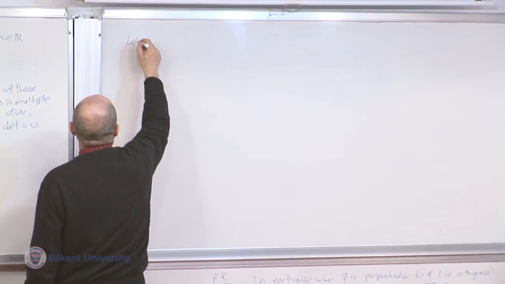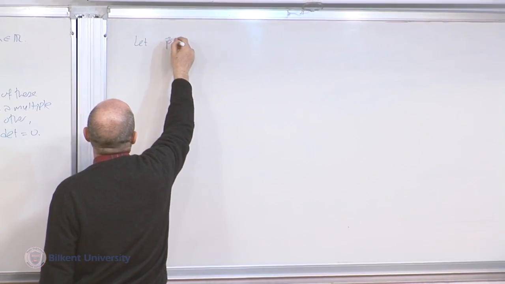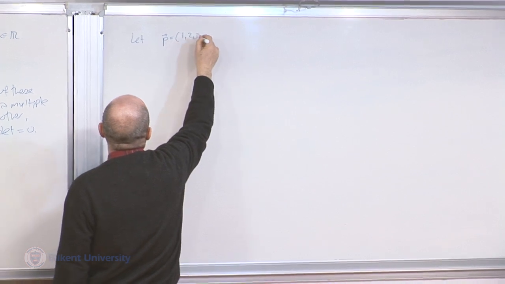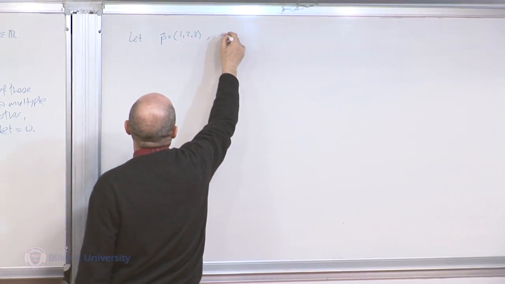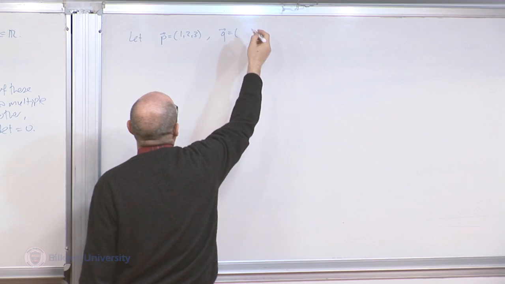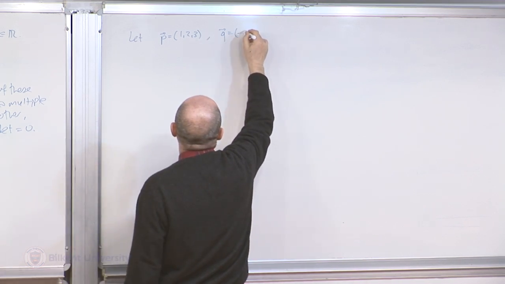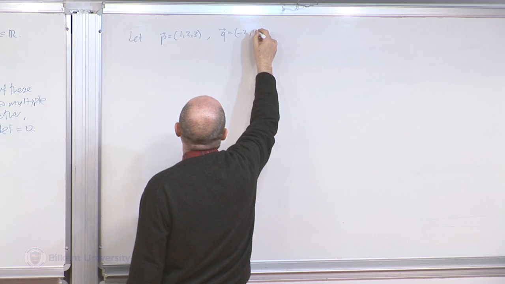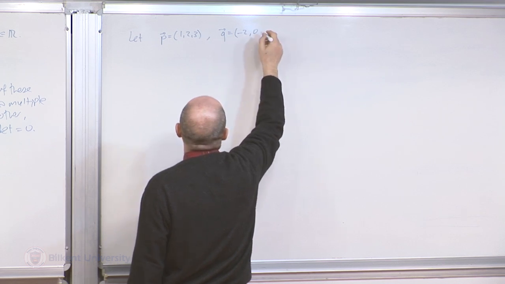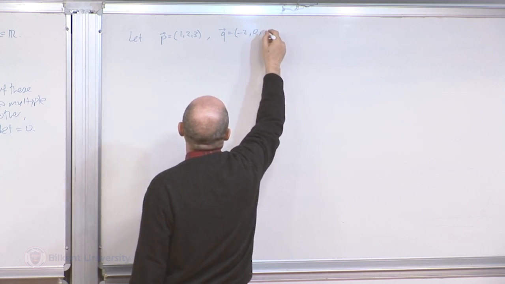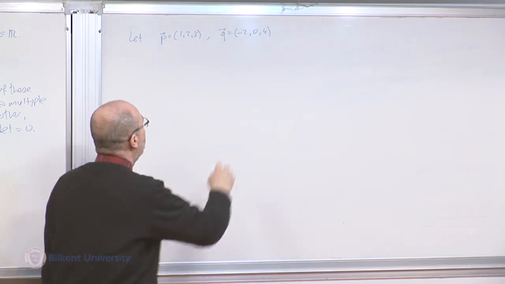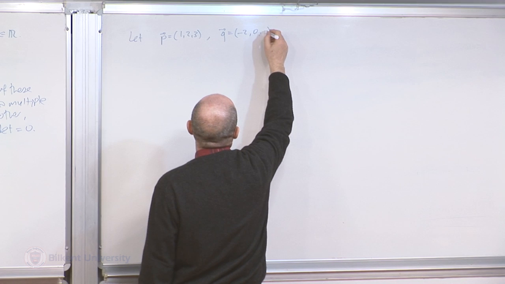Let P be 1, 2, 3, and Q will be minus 2, 0. Let's make life easy. Let's make one of them 0, and this one 4. Well, let's make this something even. Let's make this 1.